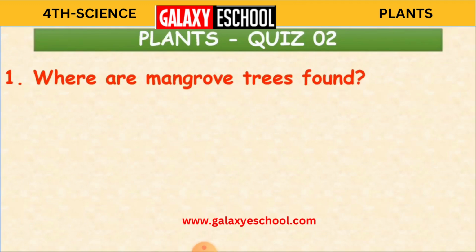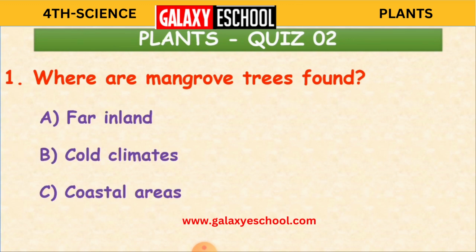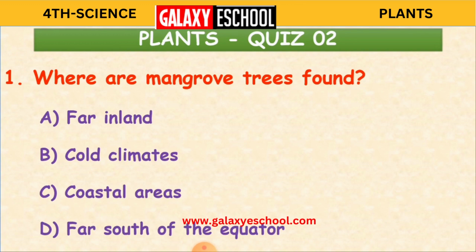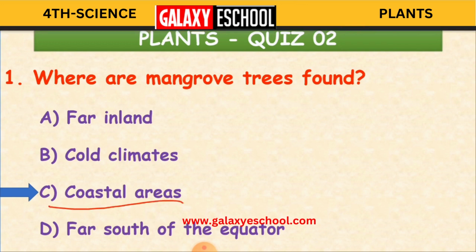So these are some types of plants we have learnt, and now we'll do our revision of whatever we have learnt in the form of questions and answers. Ready, children? The first question is, where are mangrove trees found? Coastal areas. The areas near the oceans and seas are called coastal areas. We see mangrove trees in coastal areas. Clear, children? Yes.